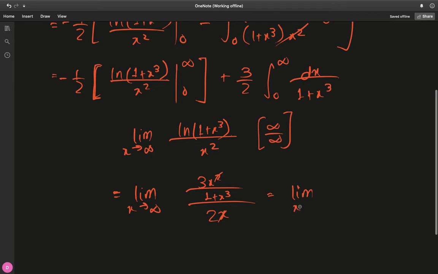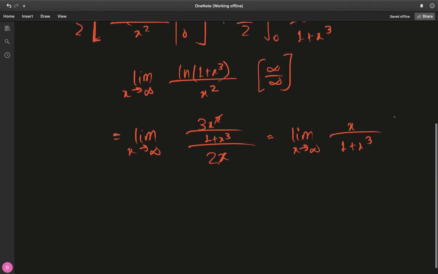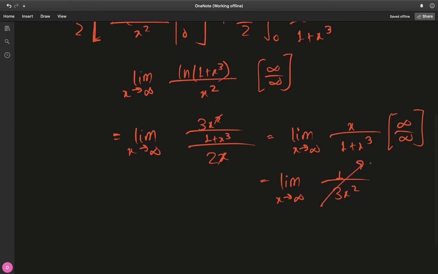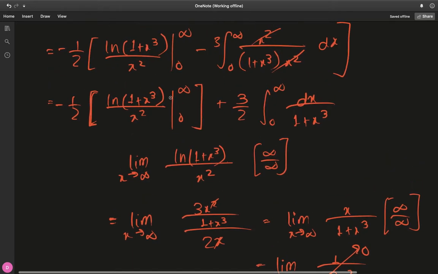Limit as x goes to infinity of x over 1 plus x cubed. Again, infinity over infinity. L'Hopital's rule once again. Limit as x goes to infinity of 1 over 3x squared, and as x goes to infinity, the denominator will grow way faster than the numerator, which is constant. So this entire fraction will go to 0. So at infinity, this goes to 0.